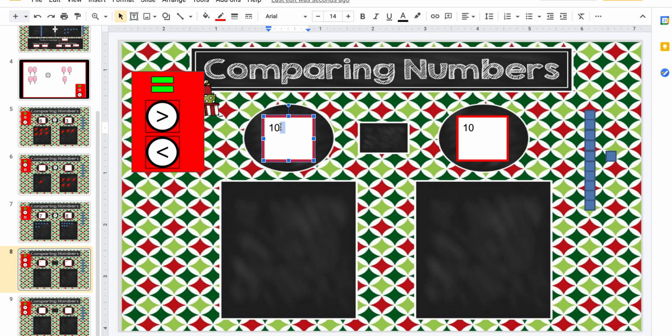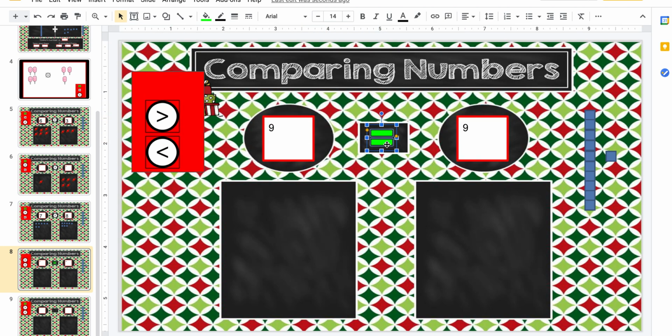So let's try that with different numbers. 9. 9. What am I going to put in the middle box? Equal to. They're the same number. Easy peasy.